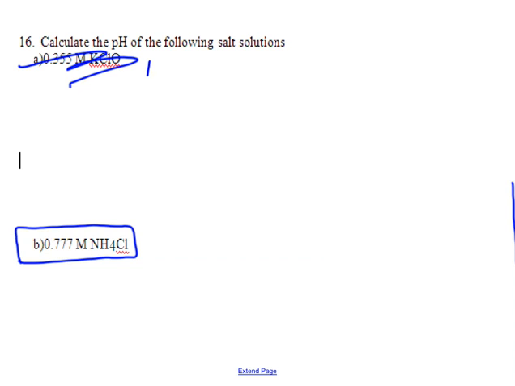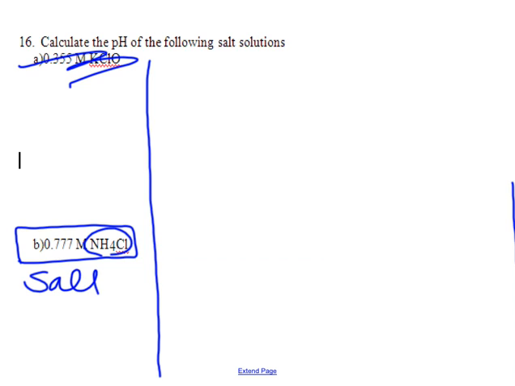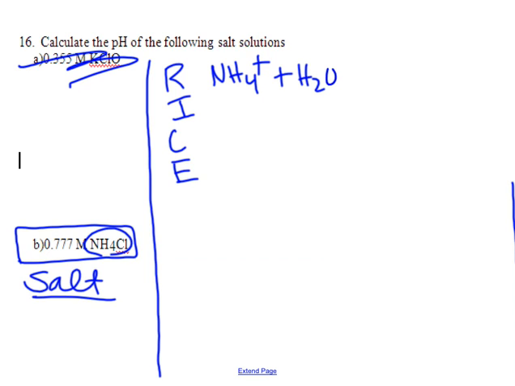Okay, so I'm just going to use this whole page for this problem. All right, this is a hydrolysis problem because we're finding the pH of what? A salt. All right, so we're going to start our RICE table. To start the RICE table, we're going to add which of those ions to water? NH4 plus. NH4 plus water. All right, what do we make? NH3 plus H3O plus.